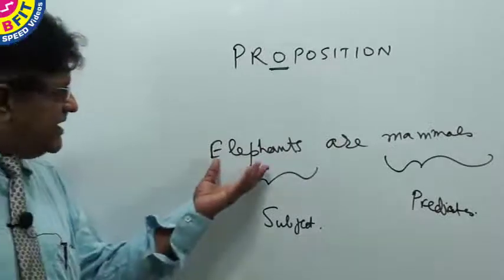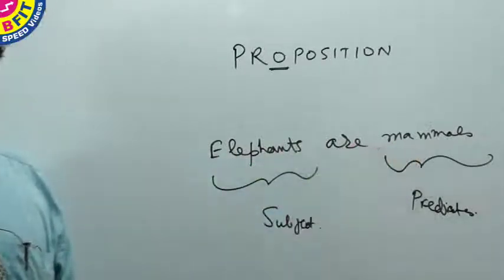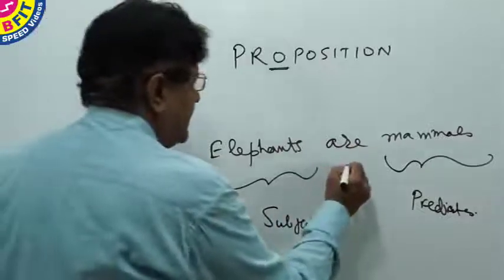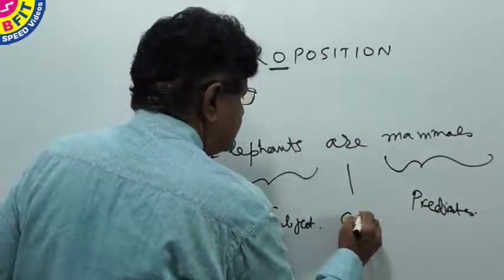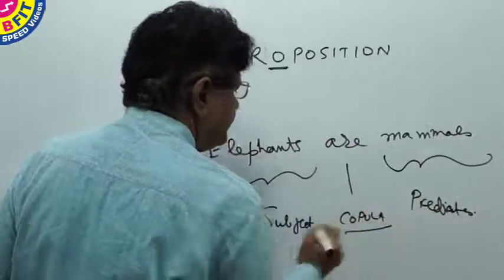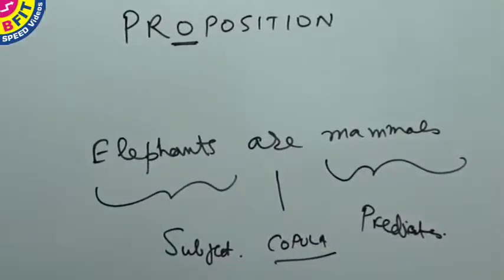Now these words elephant and mammals are connected by a copula. A copula is nothing but a connector. You must have seen some pipe fitters and electricians talking about joining two pipes using a coupling. So copula means you connect something. Now what does the copula do? It connects the subject and predicate.